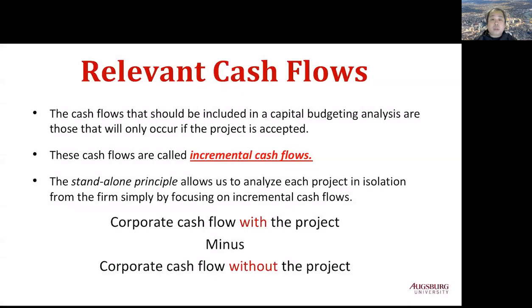The first thing we need to do in estimating future cash flows from a project is figure out which cash flows should be included and which ones should be excluded. The cash flows that should be included in a capital budgeting analysis are those that will only occur if the project is accepted. These cash flows are called incremental cash flows. The incremental cash flows are simply calculated by corporate cash flow with the project minus corporate cash flow without the project.